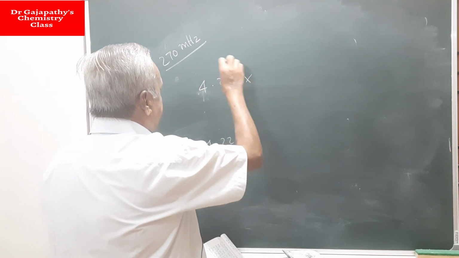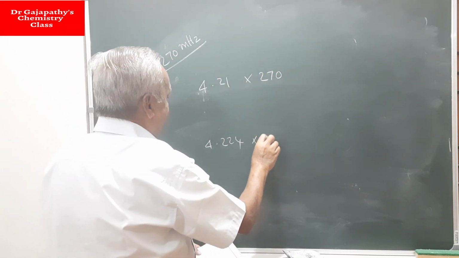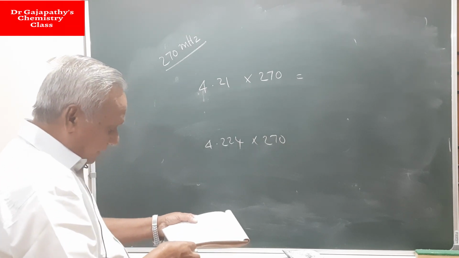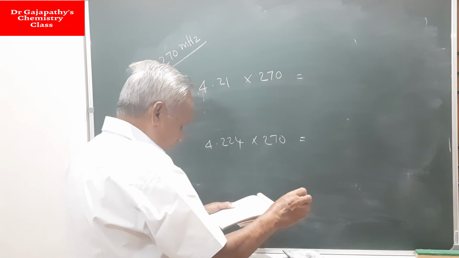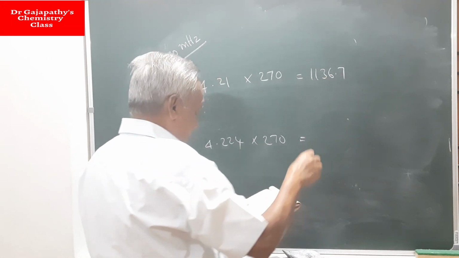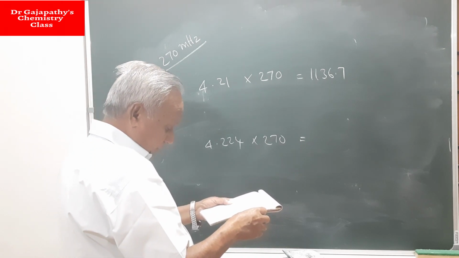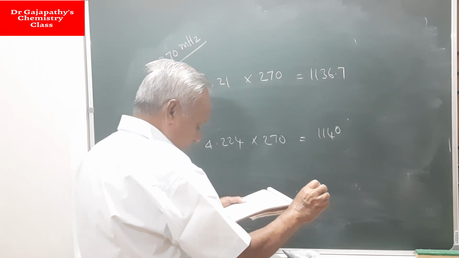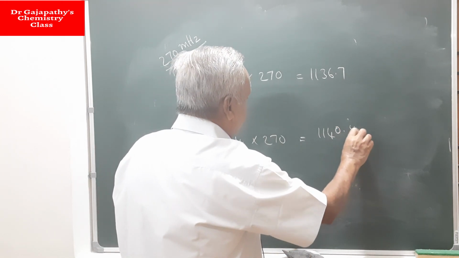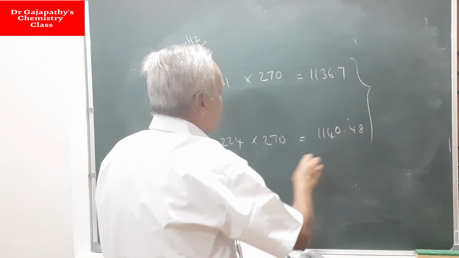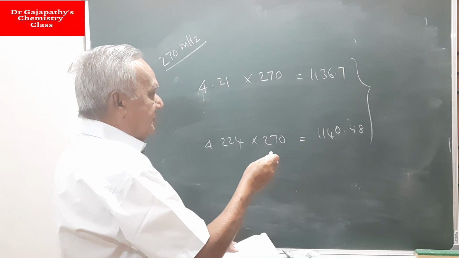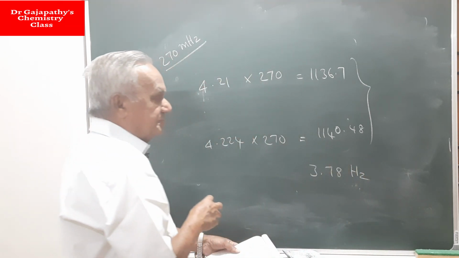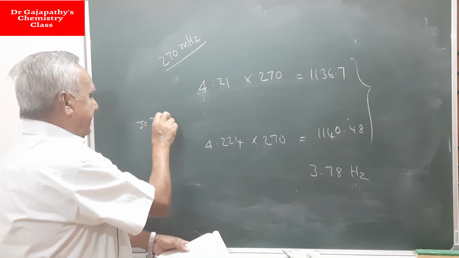Multiply them by the magnetic field, 270. The result will be 1136.7 for the first and 1140.48 for the second. Now take the difference. From the high value, subtract the low value. So it is 3.78 hertz. So J value is 3.78 hertz.